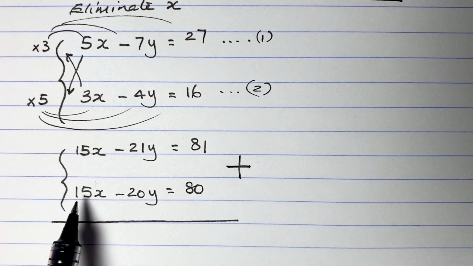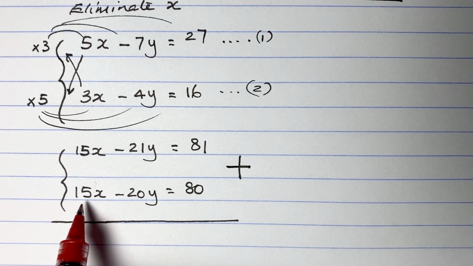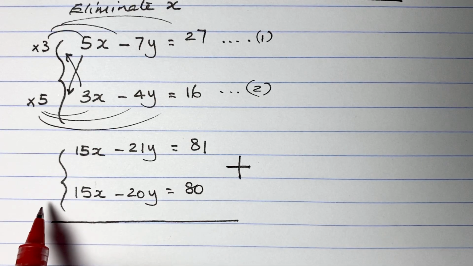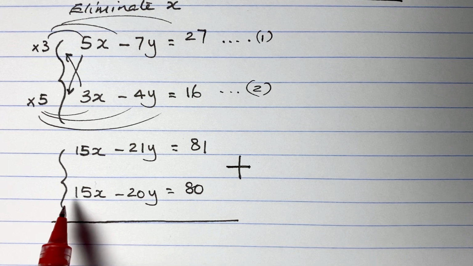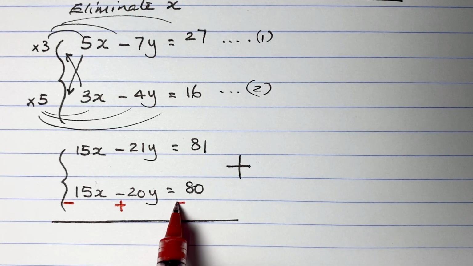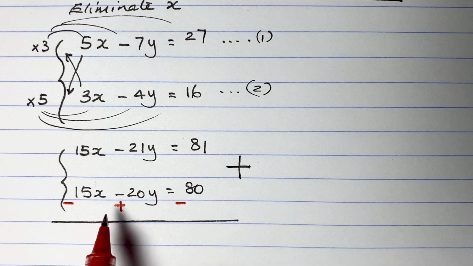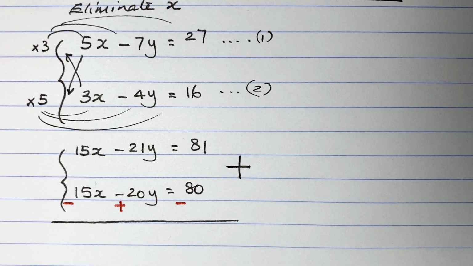But by adding 15x and 15x, you don't get 0x because the signs are the same. So choose the sign of one of the lines to be altered. You can't just change the sign of a term x. You have to do all the terms in that line. So I'm going to change the plus 15 to minus 15x, minus 20 to plus 20y, and then plus 80 becomes minus 80. So the red signs are the new signs, which I'm going to use for adding.